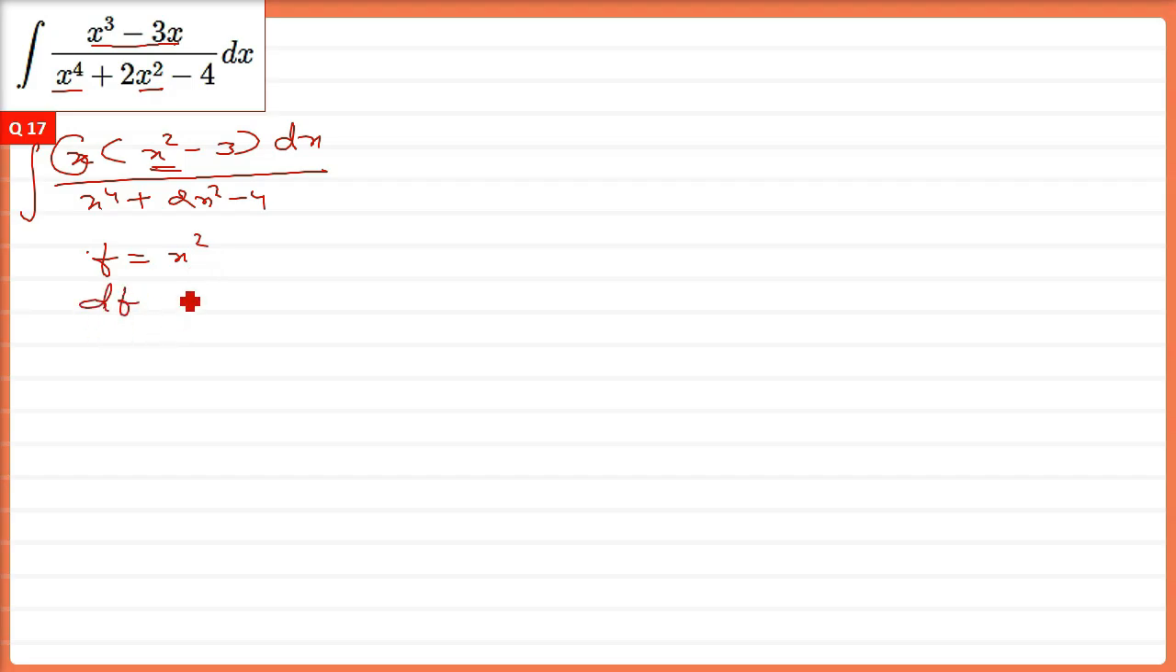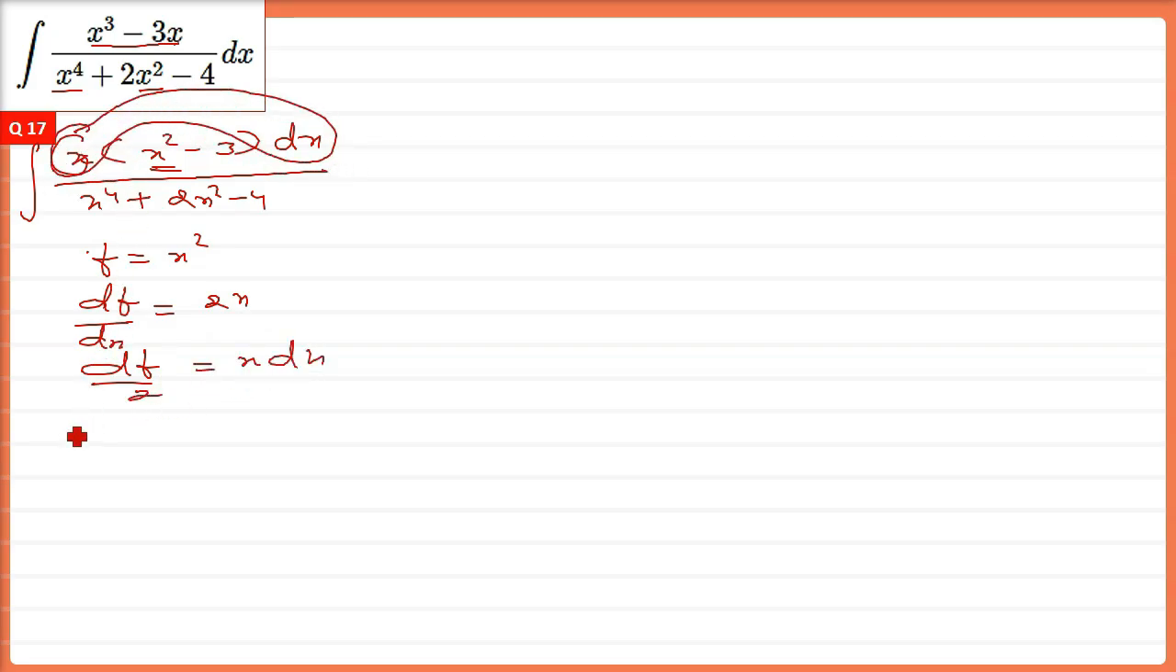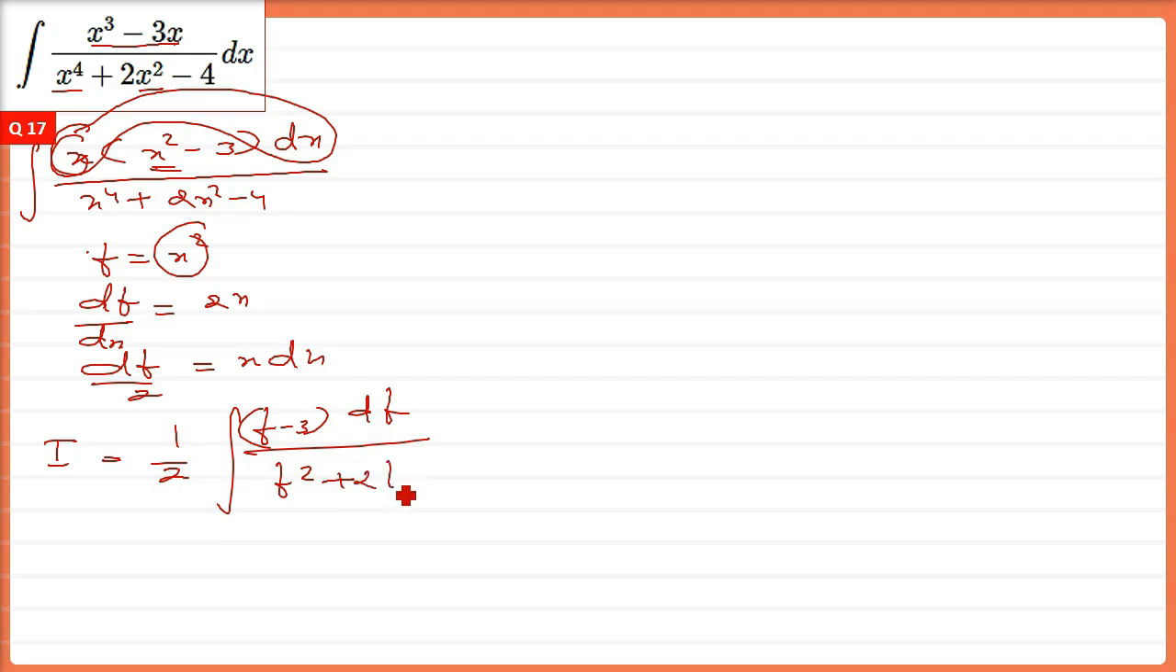dt by dx will be equal to 2x. So dt by 2 will be equal to x dx. So this x dx, when we separated x cube minus 3x in the form of x into x square minus 3, is dt by 2, which I have taken outside. x square minus 3, where x square was t, so t minus 3 will come. The denominator, with x square taken as t, will be t square plus 2t minus 4.